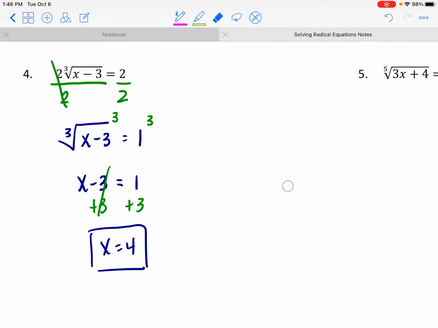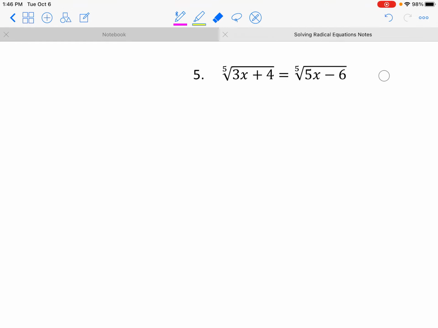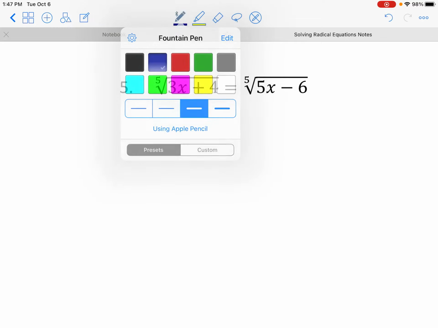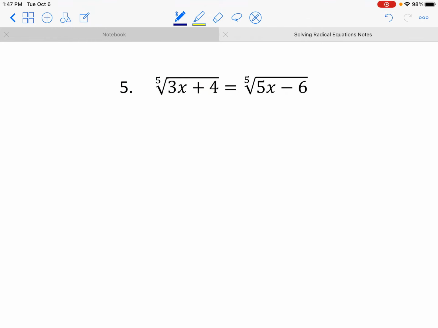Alright. Next, maybe this looks a little intimidating because we've got radicals on both sides. Maybe not, because both of them are alone. We've got fifth roots on both sides. So we can go ahead and just raise both sides to the fifth power. That's how we would get rid of a fifth root. Raise both sides to the fifth power, and both of them cancel.